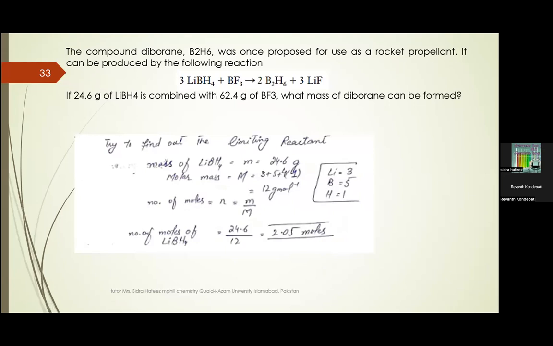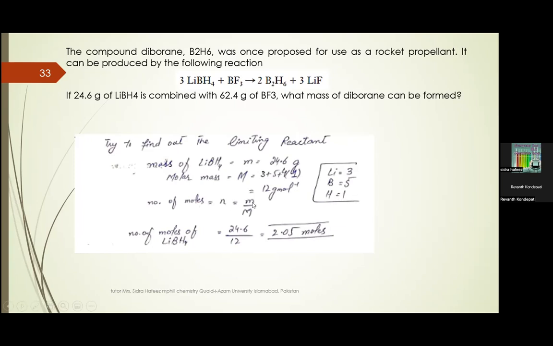Mass of lithium borohydride is equal to 24.6 grams. Molar mass of lithium borohydride: lithium atomic mass is 3, boron 5, and 4 hydrogen, 4 multiplied by 1. Then you will get 12 gram per mole. Lithium 3, boron 5, hydrogen is 1.